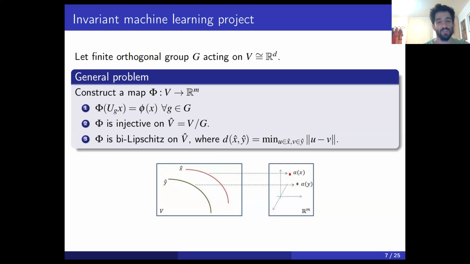Here, of course, in order to talk about stability, we have to define a distance on the quotient space. A natural way to define distance is to say that the distance of two orbits is the minimum distance of any possible pair of points that belong to the two orbits. So this is our general problem. Any questions until now?